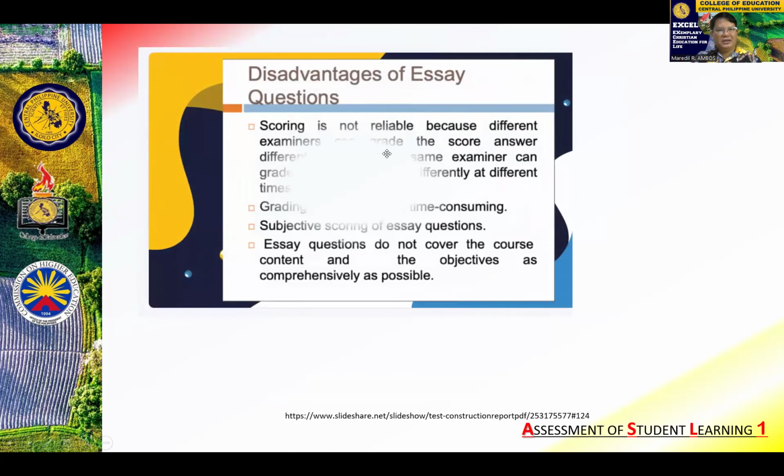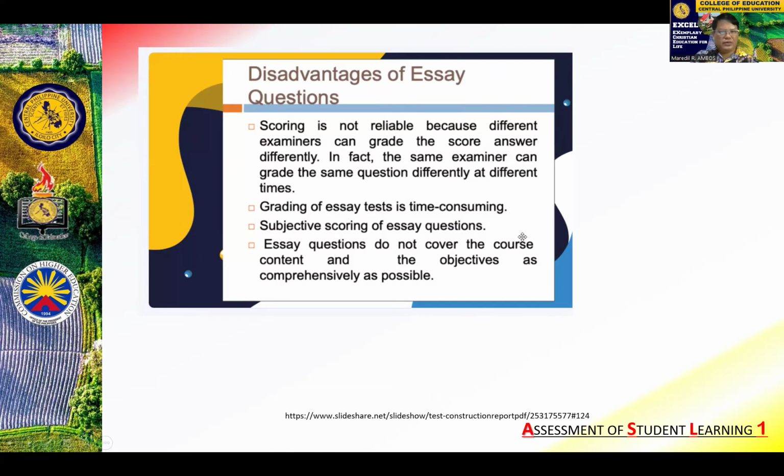And for the disadvantages of essay questions, scoring is not reliable because different examiners can grade the same answer differently. In fact, the same examiner can grade the same question differently at different times. And next, grading of essay tests is time consuming because you need to read. Then there is subjective scoring of essay questions.